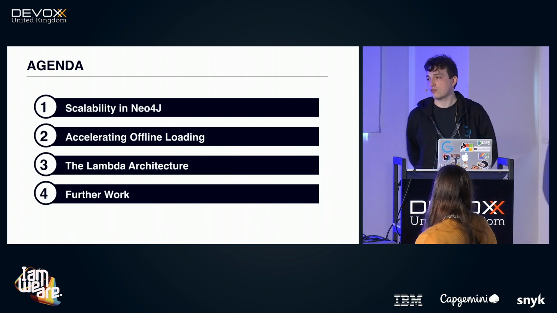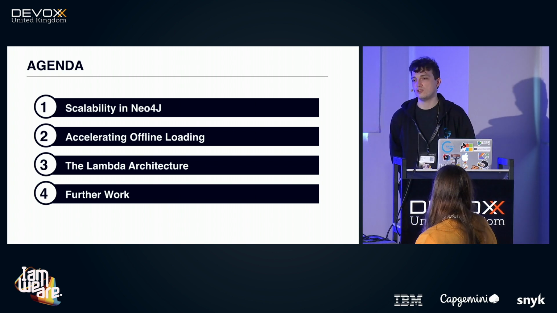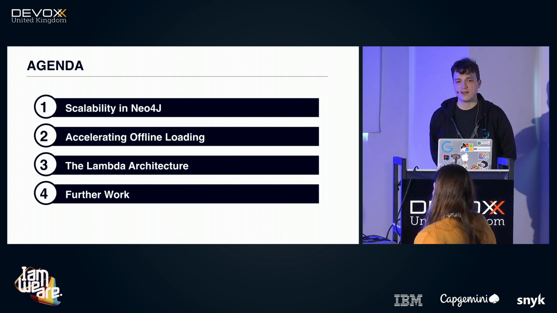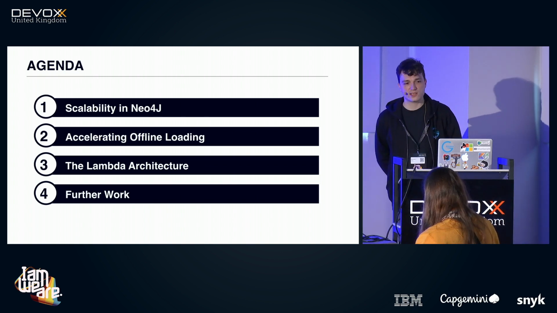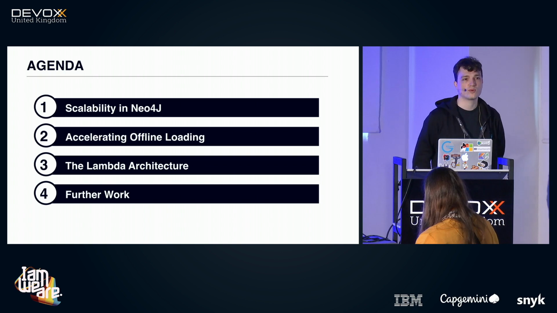So first off, I'll start by discussing all of the general scalability things that you can expect in Neo4J, then how you can use the offline loader and make it much faster than the default version, then how you can use the Lambda architecture to take this into production, before quickly discussing further things that could be done to improve this.